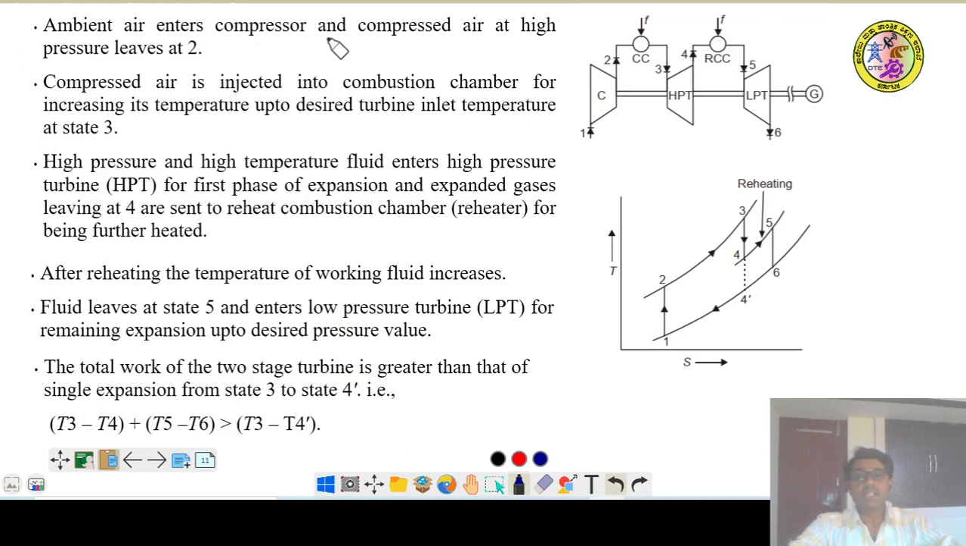So ambient air, which is nothing but atmospheric air, enters the compressor, and compressed air at high pressure level leaves at state 2. Compressed air is injected into the combustion chamber for increasing its temperature up to the desired turbine inlet temperature at state 3. After combustion, it reaches a certain temperature and pressure at state 3.